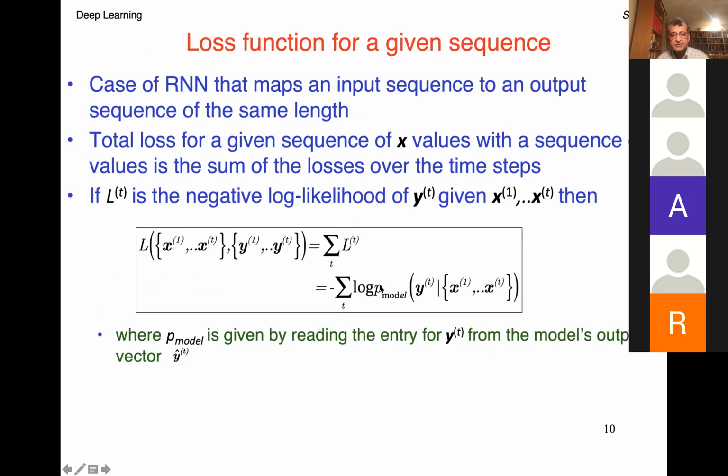What about the loss function? Consider the case of an RNN that maps an input sequence to an output sequence of the same length. So we are specifically saying same length output sequence. We are just mapping a sequence of words or sequence of inputs to a sequence of outputs of the same length. The total loss for a given sequence X of values is the sum of the losses over the time steps. So if L_t is the negative log likelihood of y_t given x_1 through x_t, we have the loss of x_1 through x_t, y_1 through y_t. So what is the loss encountered here? Well, it's the loss at each time step summed over all the time steps.